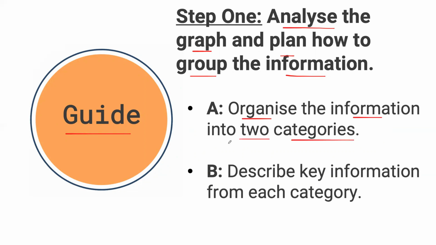Keep it at 2 because this makes it easier to write. You're going to have 2 body paragraphs, so you can make your 2 categories your 2 main paragraphs in your piece of writing. And then when you are organizing this information, you want to describe the key information from each of these categories. So you want to describe what you have to write before you actually write your essay. So in order to see this at work, we're going to start with our first example now. Let's take a look at the prompt.